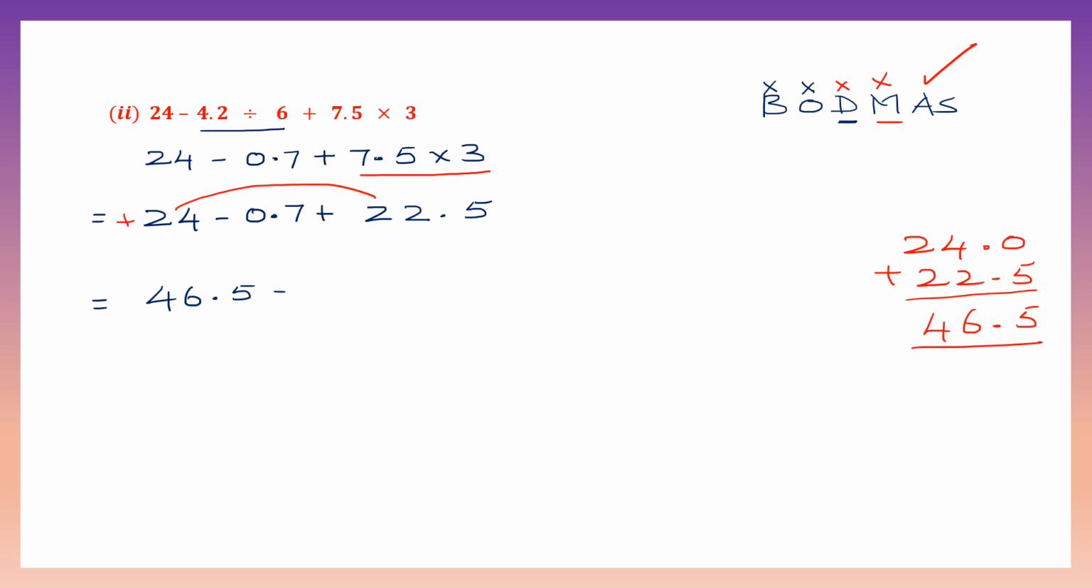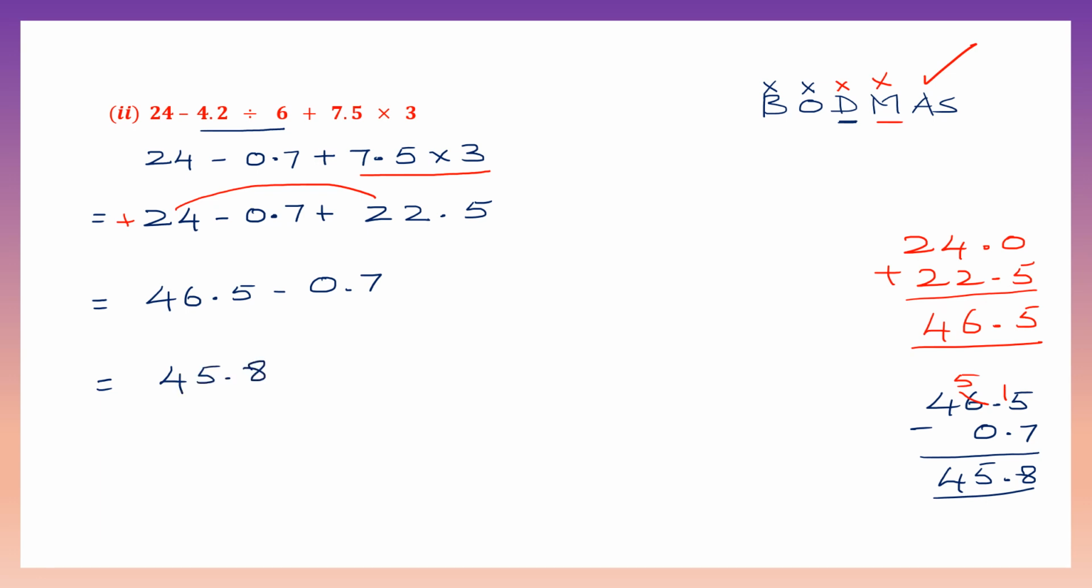So this becomes 46.5 minus 0.7. So let's do that. 46.5 minus 0.7. So here let's borrow now. 5, 15. 15 minus 7 is 8. Now 5 and 4. So what do we have? 45.8. So we've got 45.8, which is our final answer.